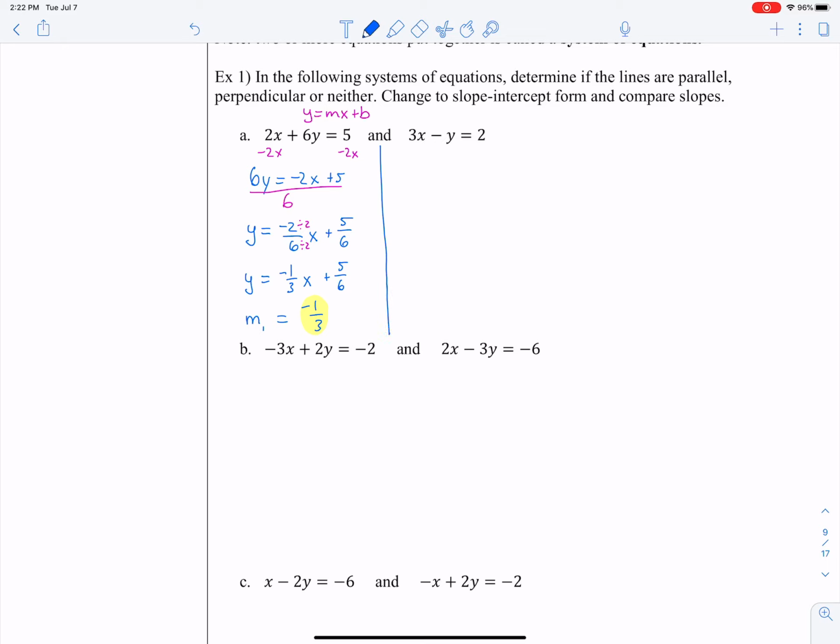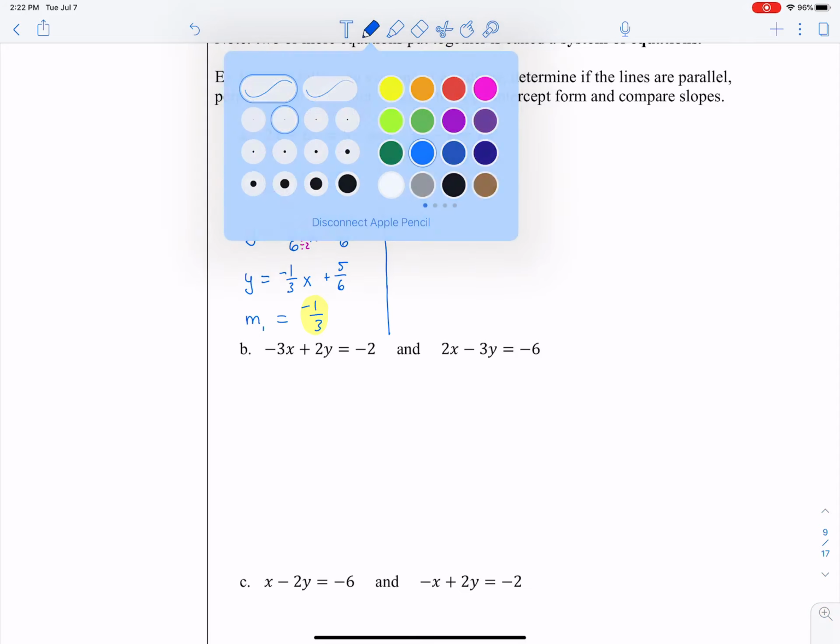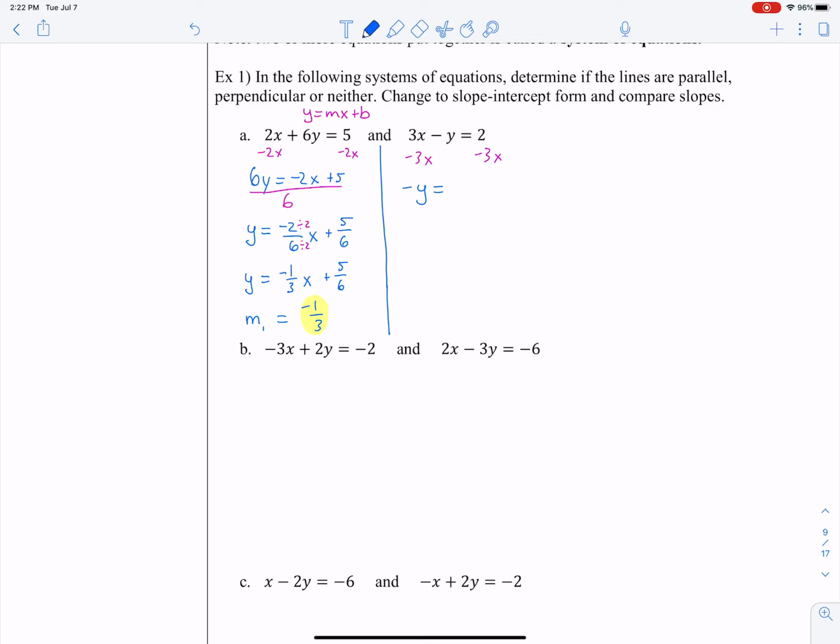Let's convert the next one. Again, I want to move my 3x to the other side. So I get negative y is equal to negative 3x plus 2. Then I want to remove whatever's in front of y, so here it's just negative 1. So I get y is equal to, negative, negative, they cancel out, so I just get 3x minus 2. So my second slope for this equation is 3.